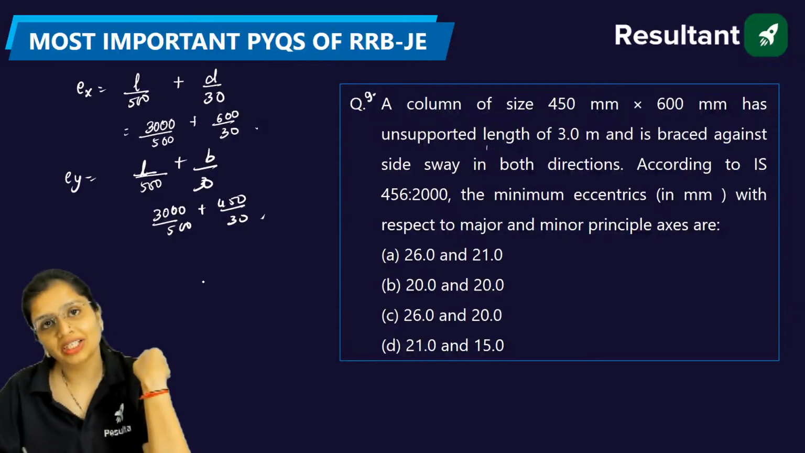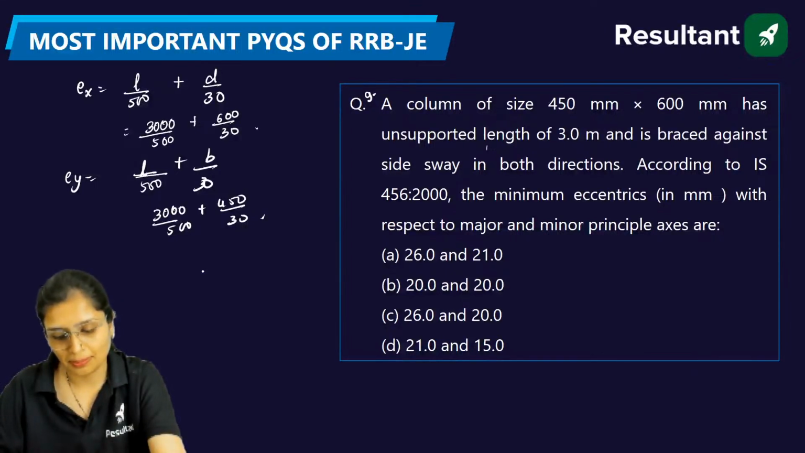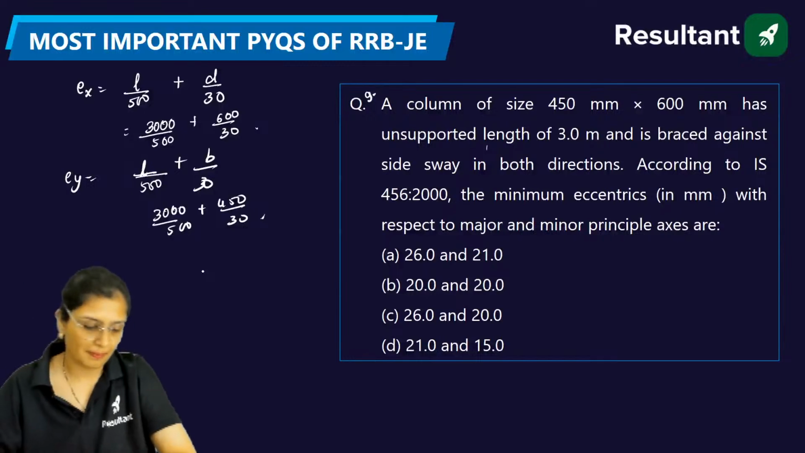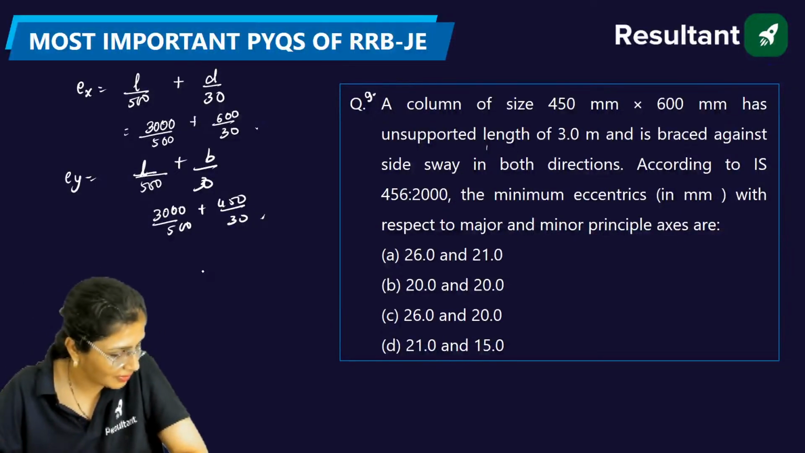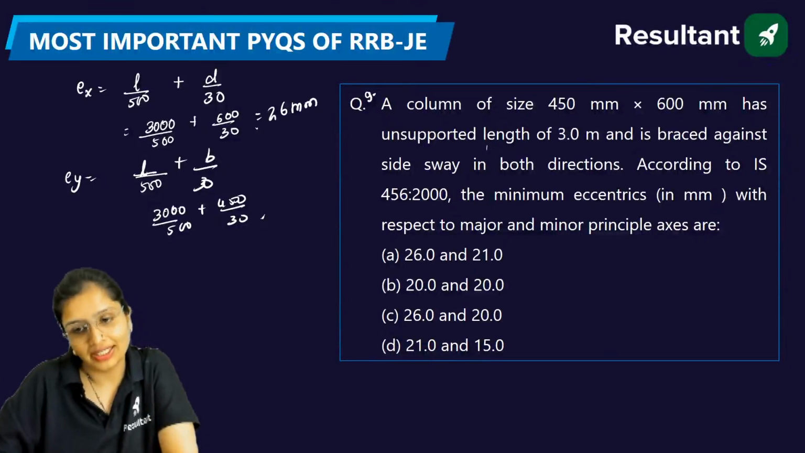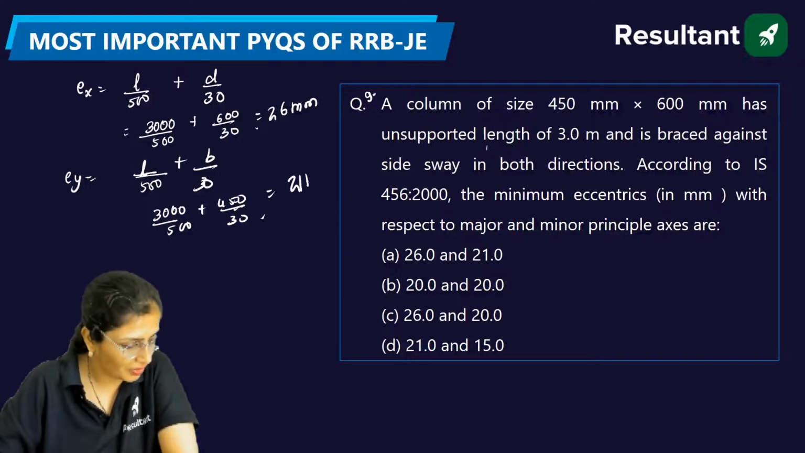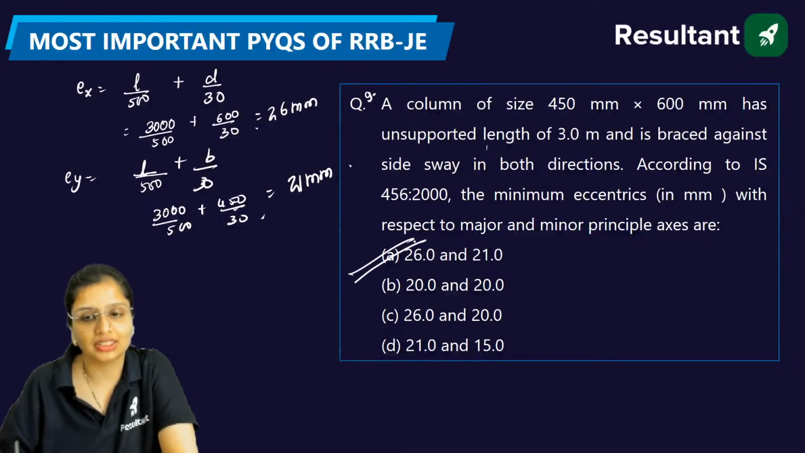With respect to the major axis, it is Ex. With respect to the minor axis, it is Ey. Come on, solve quickly. Correct, Ex is 26 mm and Ey is 21 mm. So the major one is Ex, which is 26 mm, and the minor one is 21 mm. That is the correct answer.